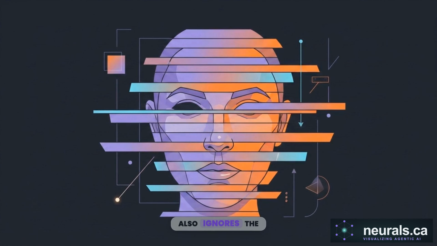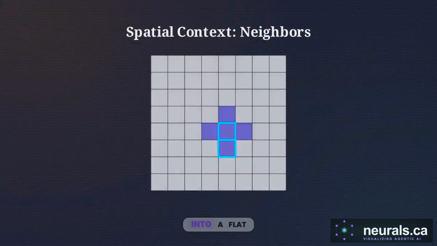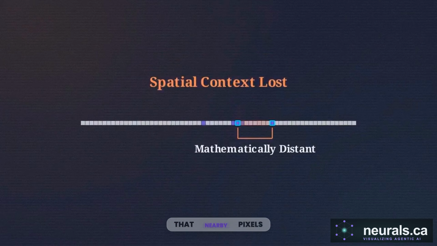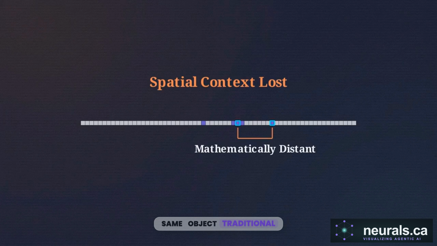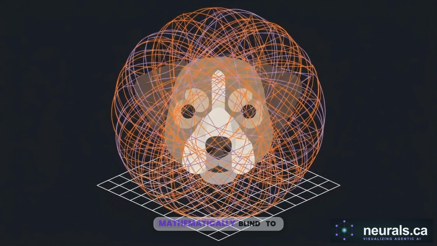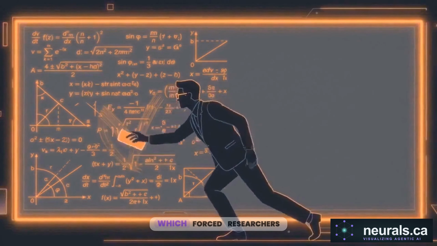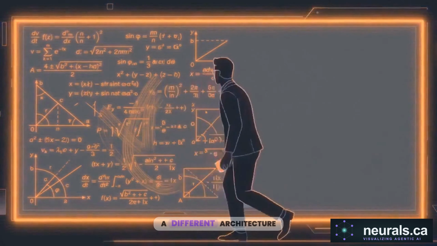This method also ignores the physical reality of an image. By stretching the grid into a flat line, the network loses the spatial context, the fact that nearby pixels share meaning and belong to the same object. Traditional dense networks are mathematically blind to spatial geometry. They are too slow to be practical and too simple to be accurate, which forced researchers to look for a different architecture.